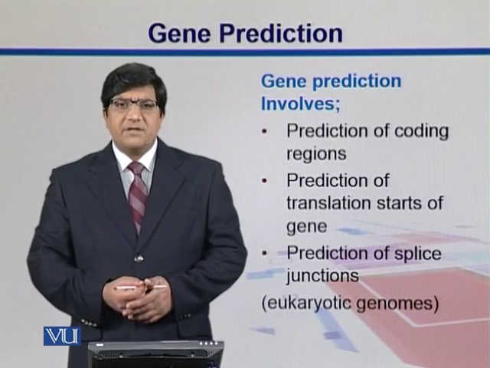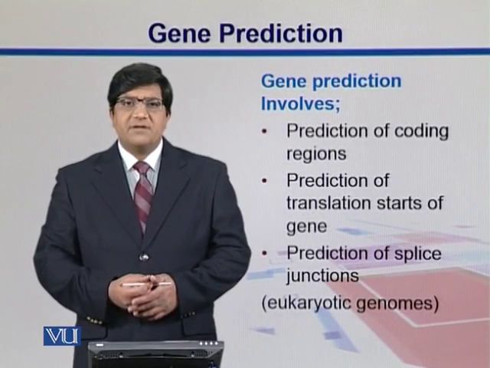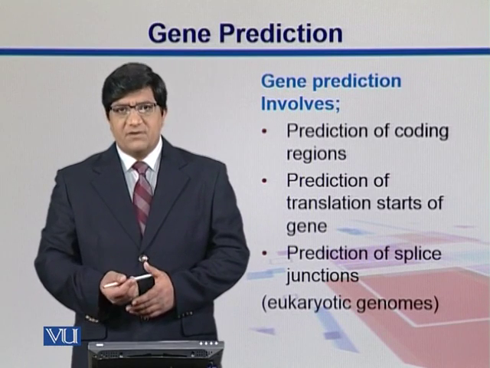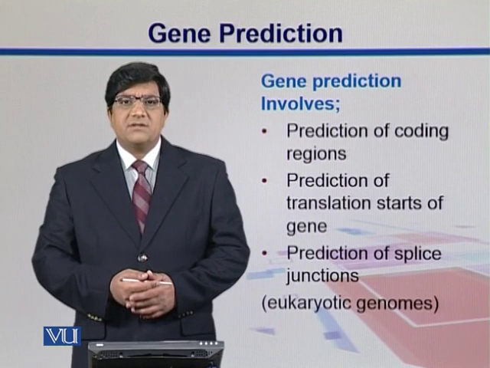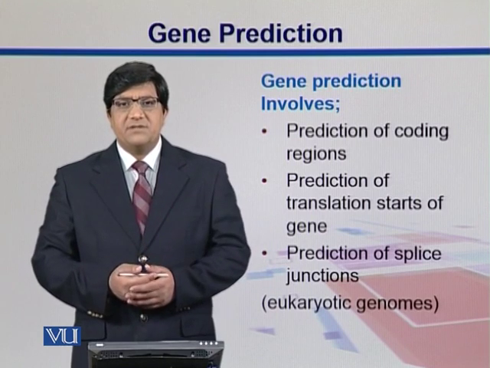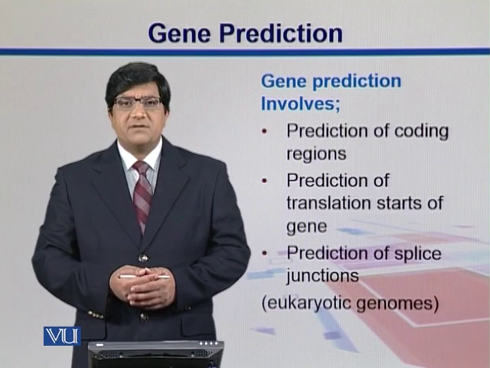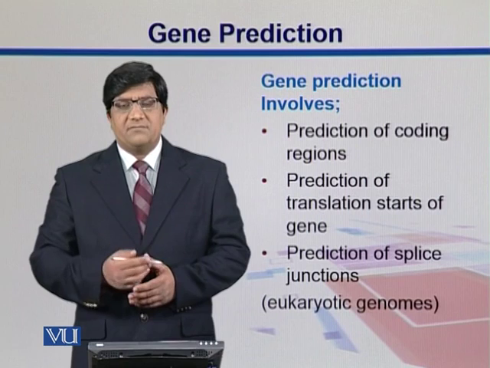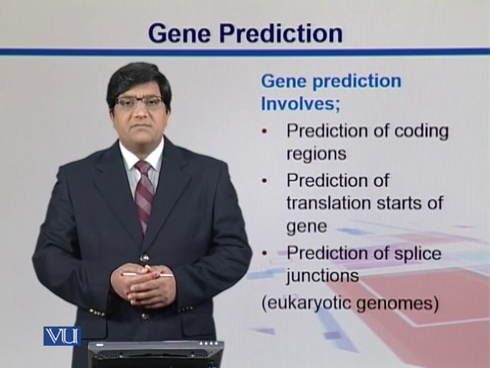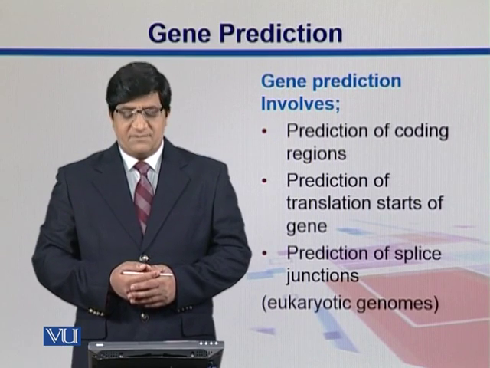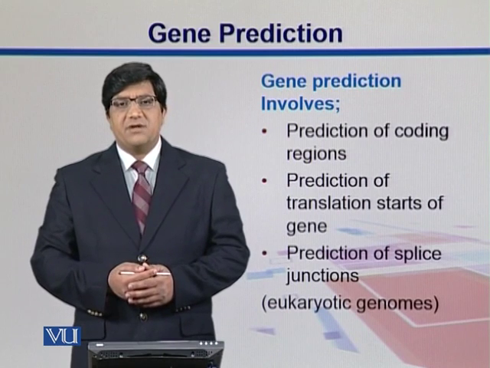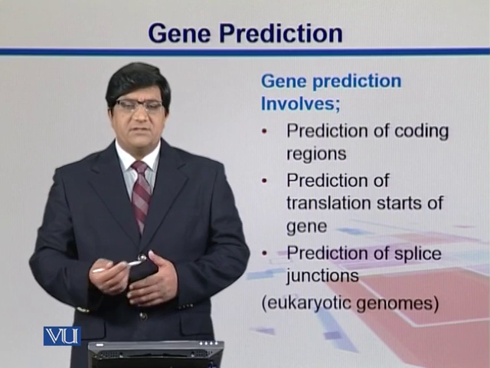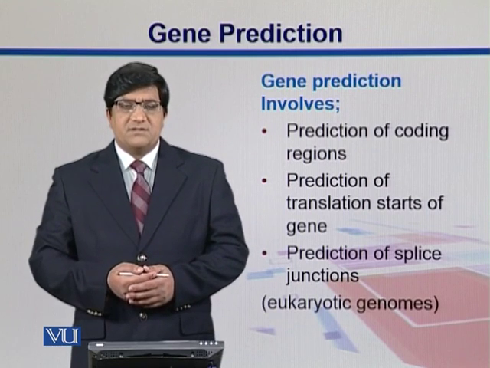Now we talk about gene prediction. So gene prediction involves the prediction of coding sequences and predictions of where the translation starts. Since we are corresponding the genes with the proteins, we are interested in finding the translation starts, which is the start. It starts with ATG. Then we also predict splice junctions. In case of eukaryotes, we know that exons and introns, their boundaries are marked by these splice sites or splice junctions.